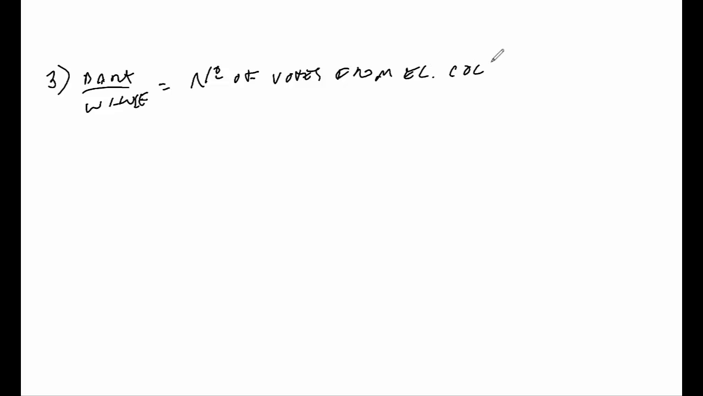So here we have part over, and the part is the number of electorates, or number of votes we need from the electoral college, divided by the whole, which would mean all the possible votes that there are in the electoral college. So, the number of all possible votes.